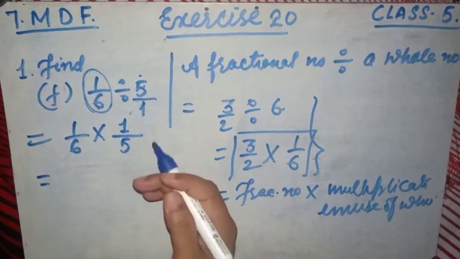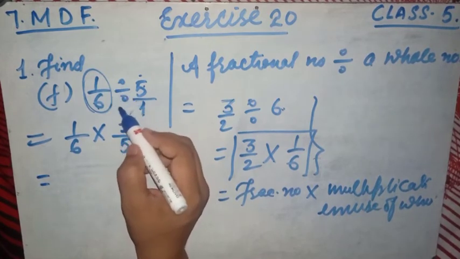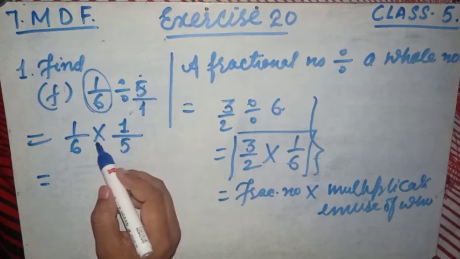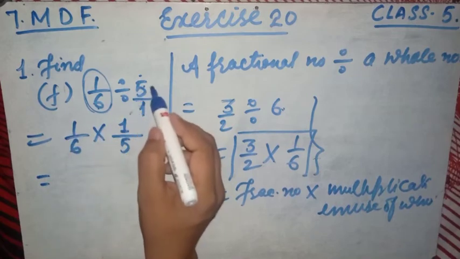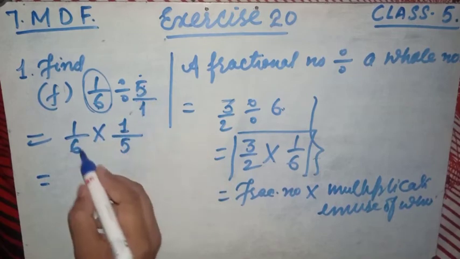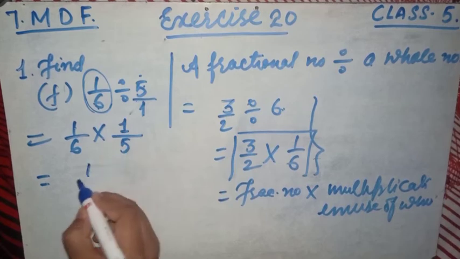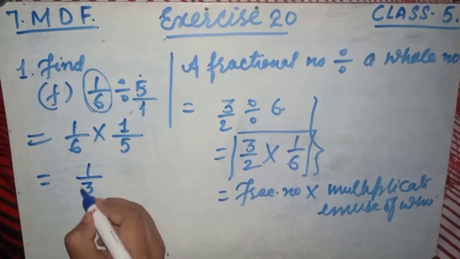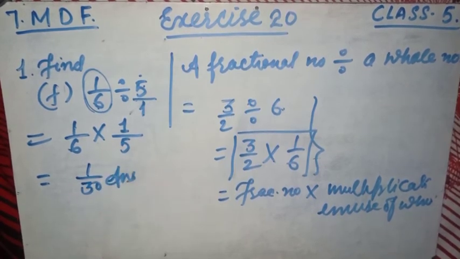When we change this operation into multiplication, then we have to change these numbers as a multiplicative inverse. Now multiply numerator into numerator, 1 times 1 is 1, and 6 times 5 is 30. So this is your final answer. I hope you will understand.